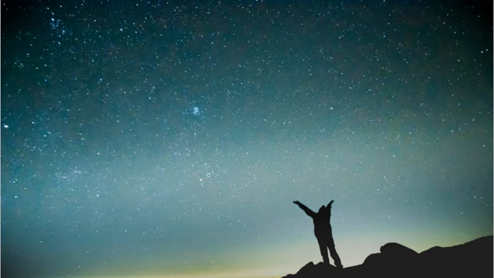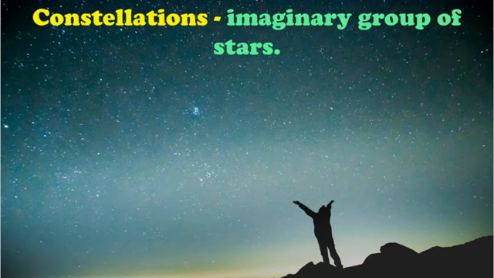When you look up at the sky during nighttime, what do you see? Do you see some pictures or figures that represent objects and animals? You know, in early times, ancient people visualized groups of stars in the sky that resemble images of animals, people, and objects. That is what we call a constellation. A constellation is defined as an imaginary group of stars.